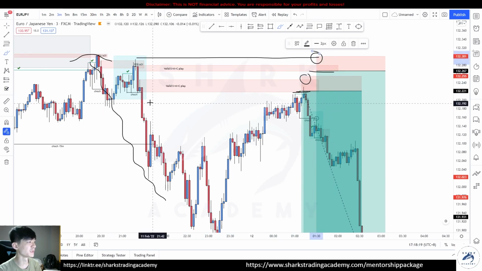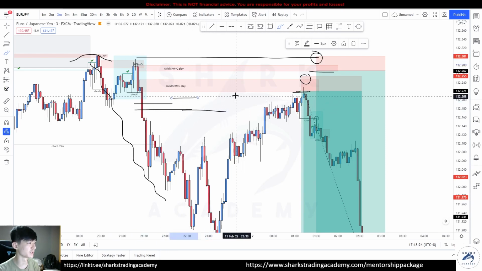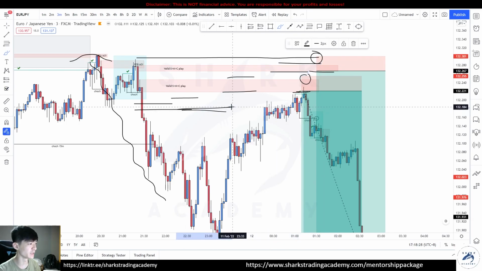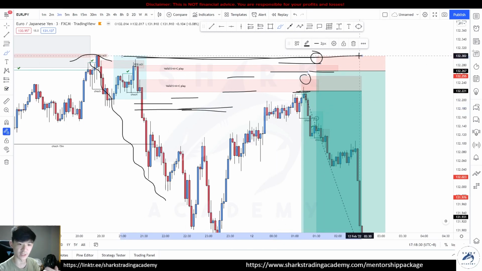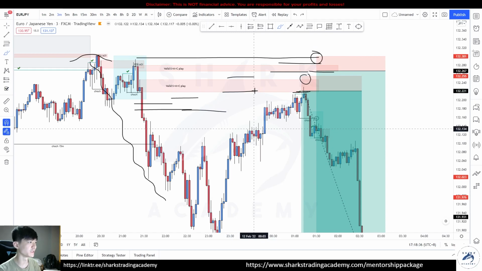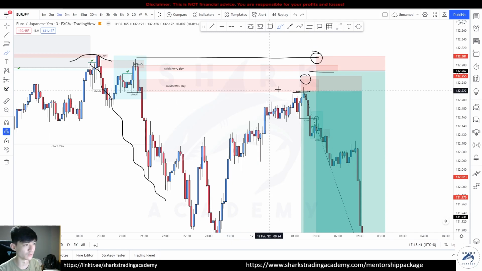What happens when you have more than 2 supplies? You have another supply zone here. Are you going to place sell limit here, stop loss here, sell limit here, stop loss here, sell limit here, stop loss here? Or are you going to place a sell limit here, stop loss above the entire range? Or are you going to eliminate this lowest point of supply and just get involved here? All of these are up to you, whichever suits you, whichever is comfortable for you.